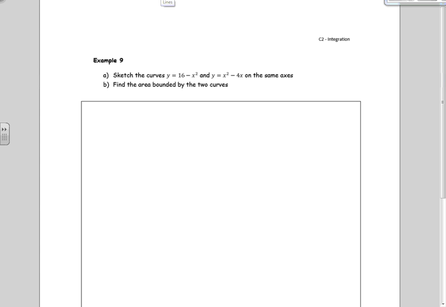C2, integration, example 9. So the first thing that we're asked to do here is to sketch the curve y equals 16 minus x squared and the curve y equals x squared minus 4x on the same axes. So if that's my x and that's my y, then I just want to do a quick calculation to see where they're going to intersect.